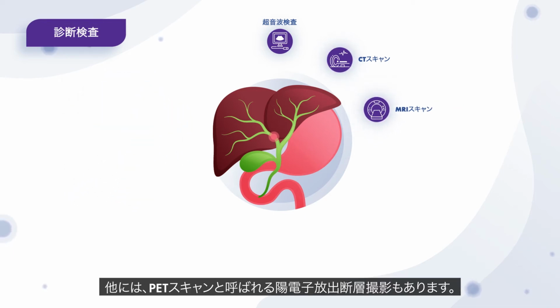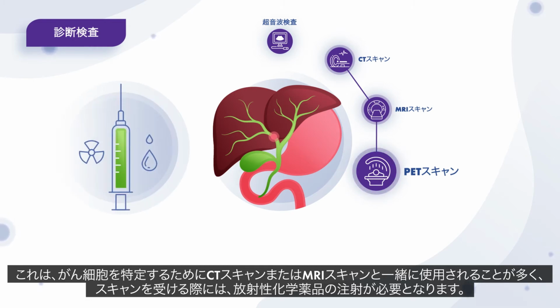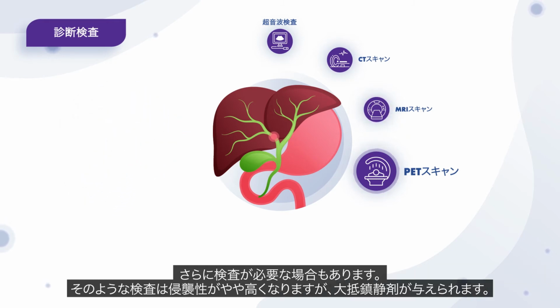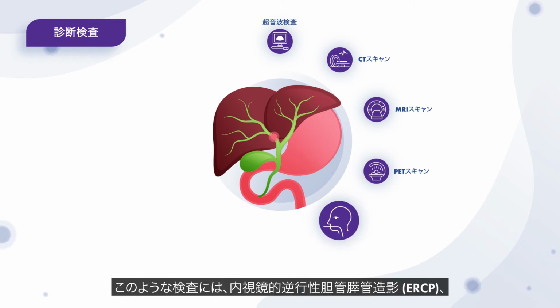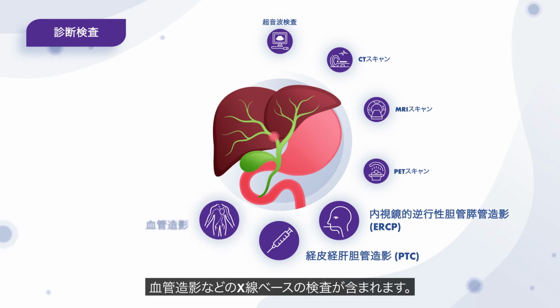Another type of scan that may be used is positron emission tomography, also known as a PET scan. This is often used together with CT or MRI scans to identify cancer cells and requires the injection of a radioactive chemical. In some cases, more tests are needed, and these may be a little more invasive, but sedation is often given. These may include X-ray-based tests such as endoscopic retrograde cholangiopancreatography, also known as ERCP, percutaneous transhepatic cholangiography, which is known as PTC, or an angiogram.